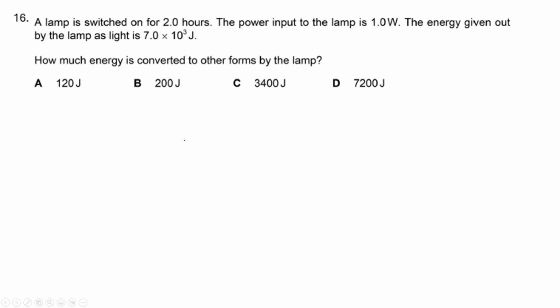Okay, number 16. A lamp is switched on for 2.0 hours. The power input to the lamp is 1.0 watts. The energy given out by the lamp as light is 7.0 times 10 to the third joules. How much energy is converted to other forms by the lamp? Okay, so we know that power is equal to work over time.